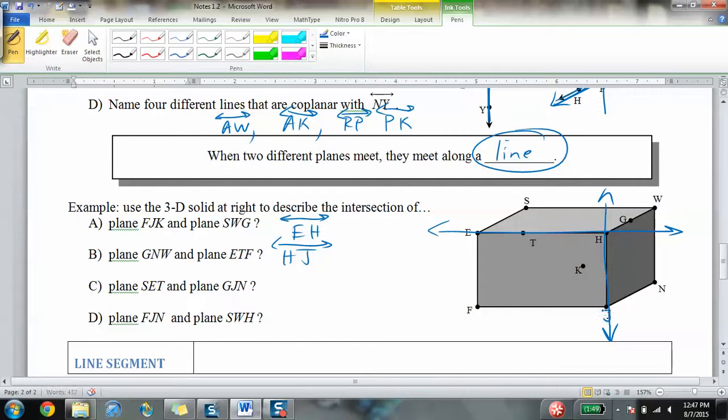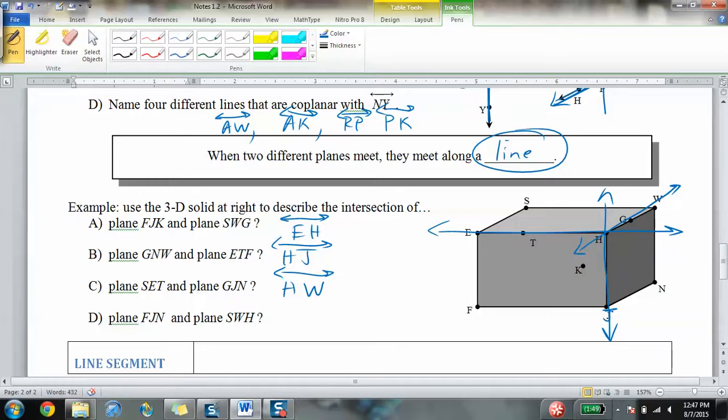Oops, I covered up my J down here. So GJN, which is the right side of the box. So the top and the right, I'm looking for the right side of the top, or the top of the right side. So HW. Last one, plane FJN and plane SWH.